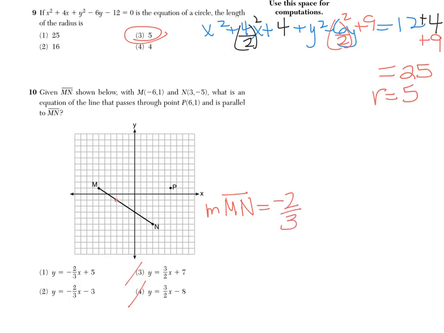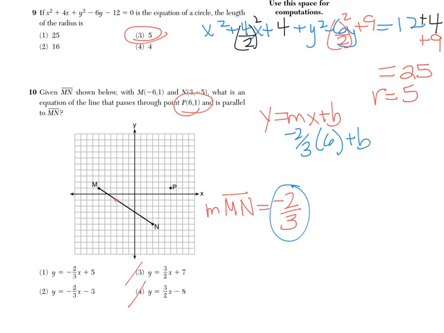And since I have the point P, I'm going to plug that into y is equal to mx plus b. So a parallel line has equal slope. I'm going to use -2/3. I have a value for x, which is 6. I'm looking for its y-intercept, which is b, and I have my y value of 1. That's x, and this is y.